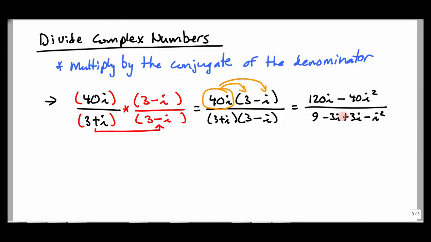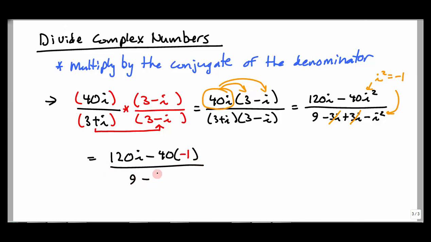So right away I see that the negative 3i plus 3i cancel. And also, remember, i squared equals negative 1, and I can use that here and here. So let's rewrite: 120i minus 40 times that negative 1, since i squared is negative 1. And in the denominator, I have 9 minus, and then i squared is negative 1.